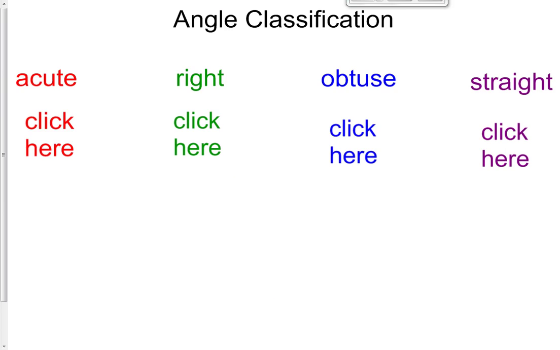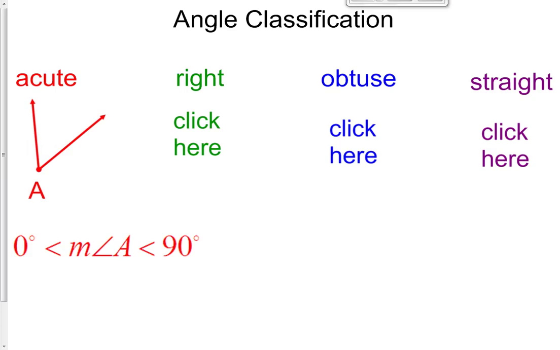All right, angle classification. There are acute angles, right angles, obtuse angles, and straight angles. Acute angles are less than 90 degrees, but they're greater than 0 degrees. So here's what this means. The measure, this lowercase m right here, means the measure of angle A is greater than 0, but it's less than 90.